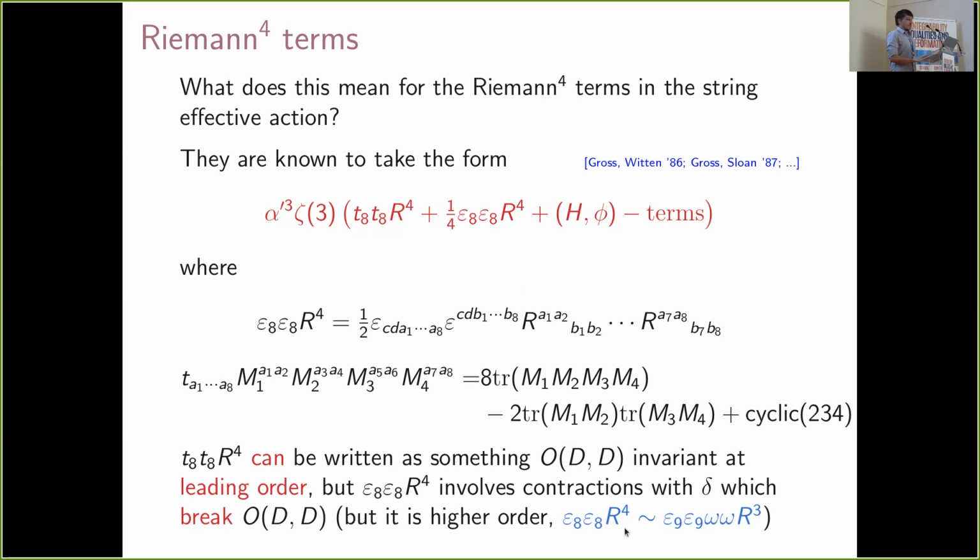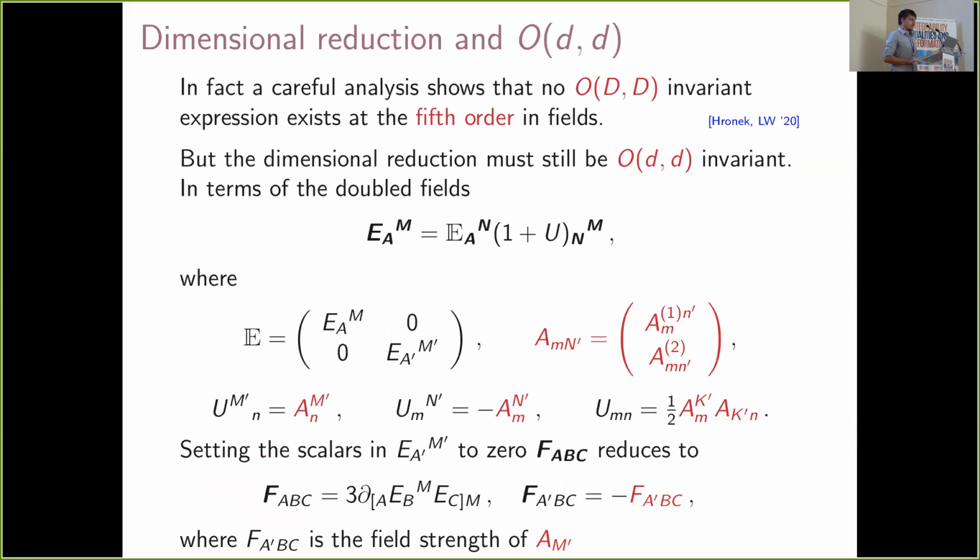Explicitly, you can throw the total derivative away, and then you can rewrite this R to the 4th, epsilon 8, R to the 4th as epsilon 9, 2 spin connections times R cubed. With this, you can show with some coefficient that this is 5th order in fields. So the problems appear at the next order, not at the quartic order, but at the 5th order.